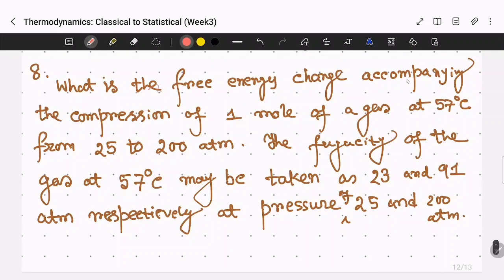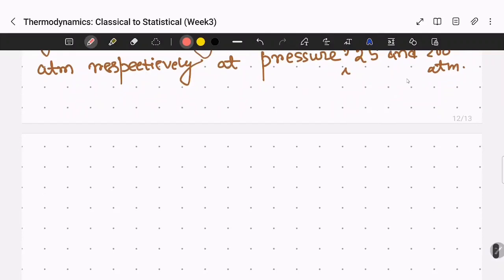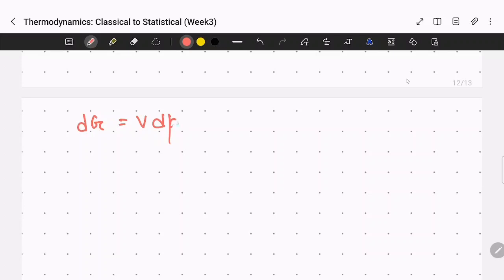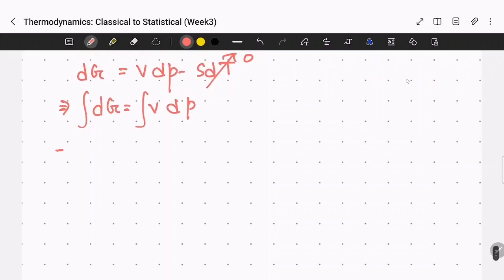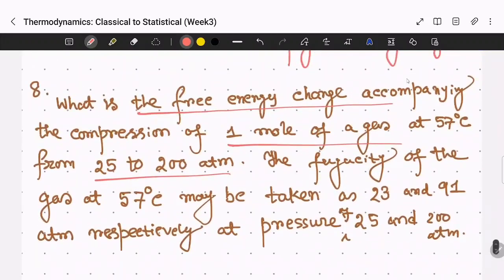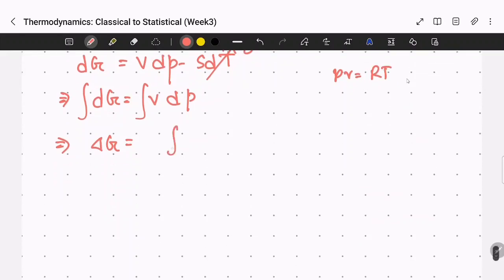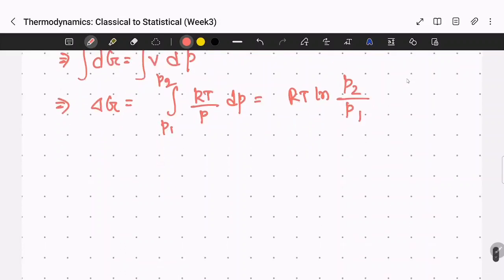Okay, they have asked the free energy change of one mole of a gas at 57 degrees changing from 25 to 200 atm. So we know dG equals VdP minus SdT. Temperature is constant, so this term will be 0. So we can write dG equals VdP. Now, if you integrate it, this is for ideal gas. So PV equals nRT, and we are taking 1 mole of gas, so V should be RT by P. So this will be the integration of RT by P dP from P1 to P2. So RT ln P2 by P1, which is the del G for ideal gas.